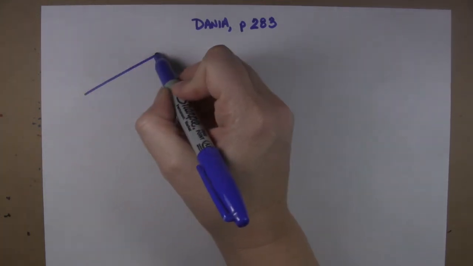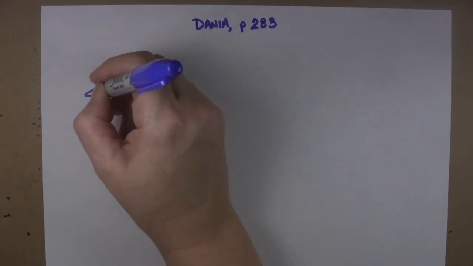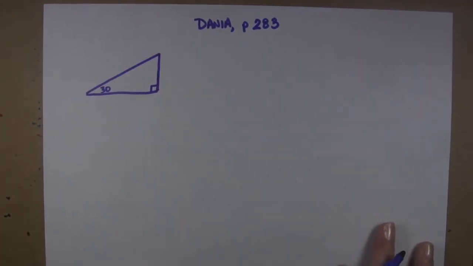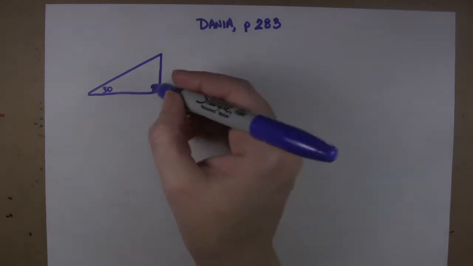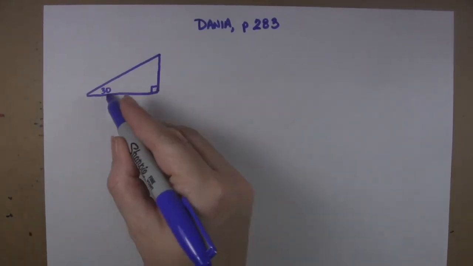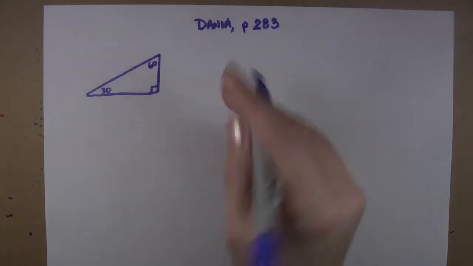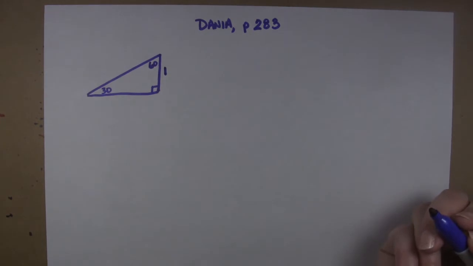So our first problem has us looking at a right triangle, and we should be feeling pretty excited about this right triangle. Hold on, I'm just going to focus a little bit better here. There, is that better for you? I hope so. Okay, so anyway, we have this 30, 60, 90 triangle. We know this angle is 90, and we know this angle is 30, and so we know that this one has to be 60. And they tell us that this side equals 1.